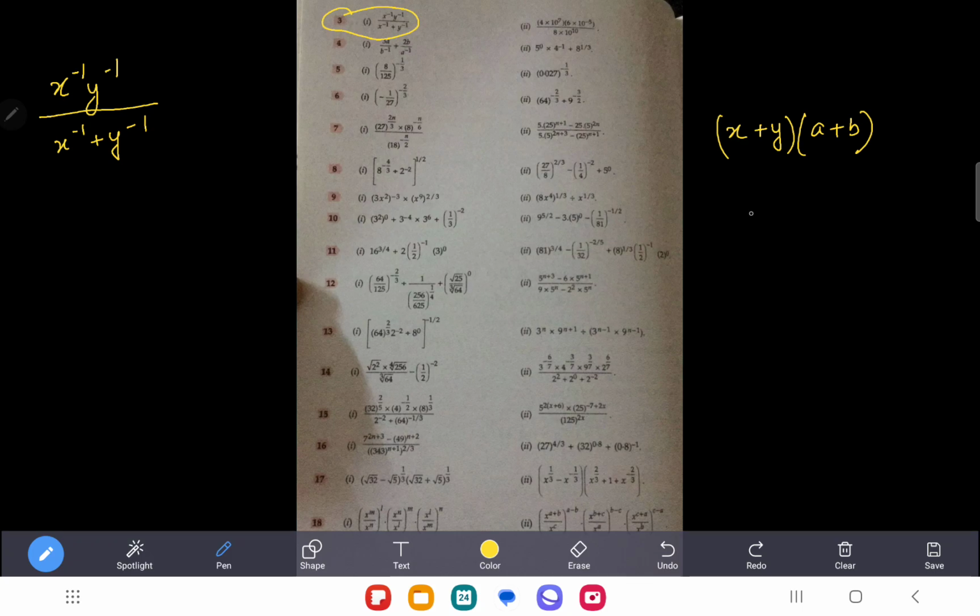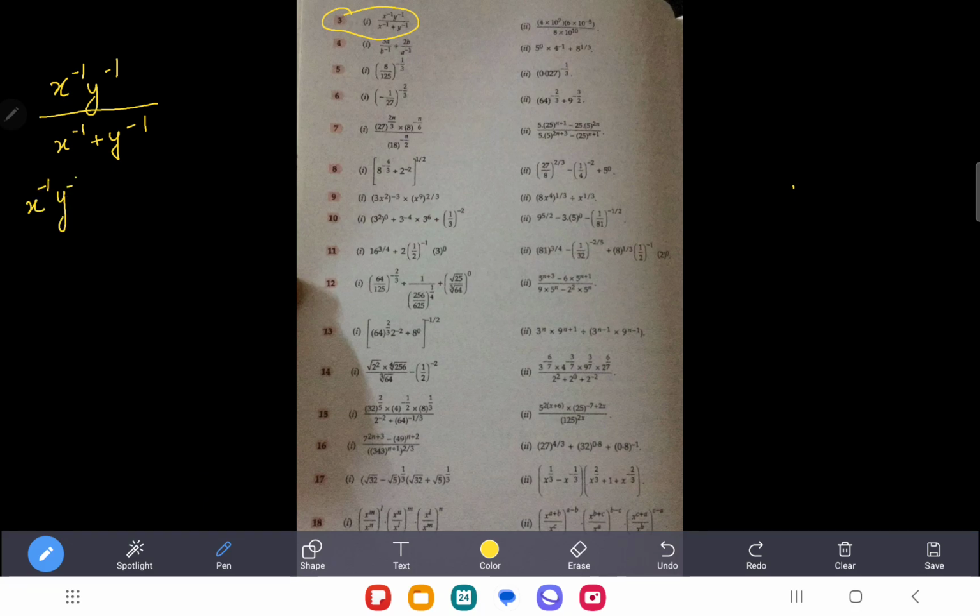It's you times it, so it's going to be x times a, then x times b, then y times a, then y times b. So you know this part. I suppose it would not be difficult for you to understand. Just have a look how you do these questions.